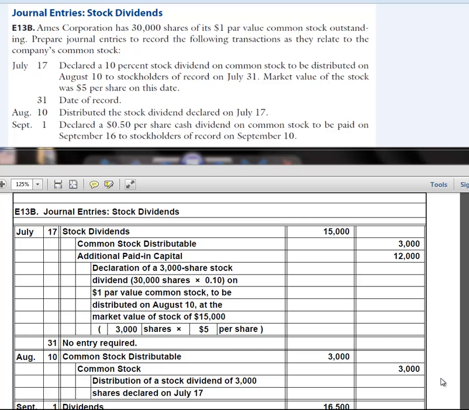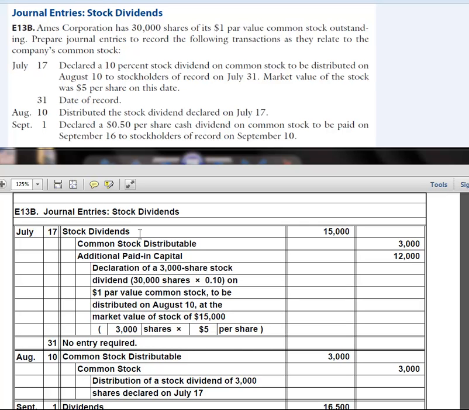So the way we're going to calculate our stock dividends, it says that we have 30,000 shares outstanding, and we're going to give a 10% stock dividend. So 30,000 shares times 10% says that we're going to issue 3,000 shares of stock. So instead of giving them cash right now, we're going to just issue them more shares of stock. And they are par value, and our market value at the time was $5 per share.